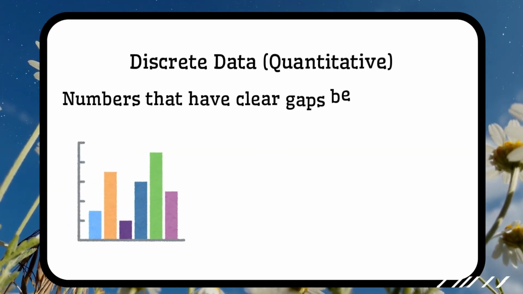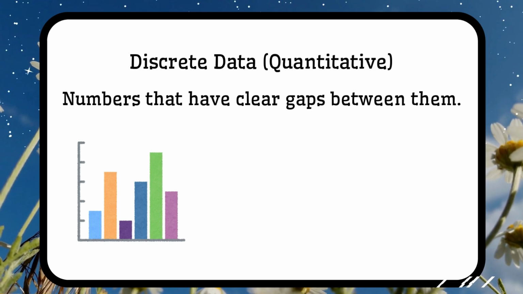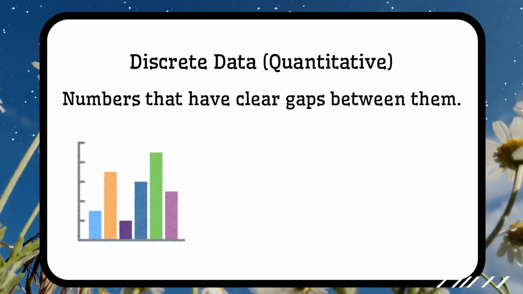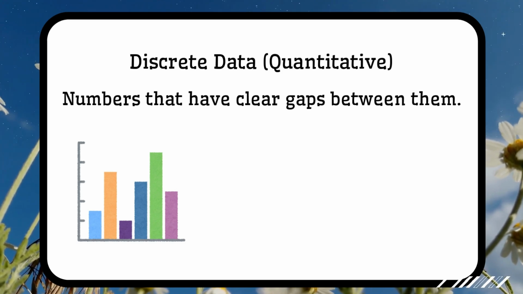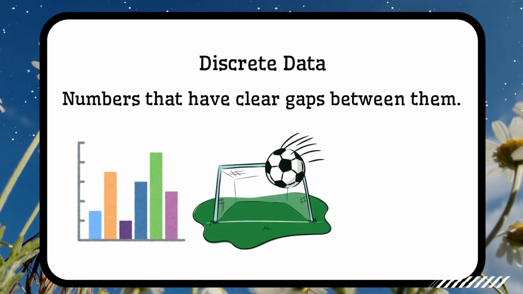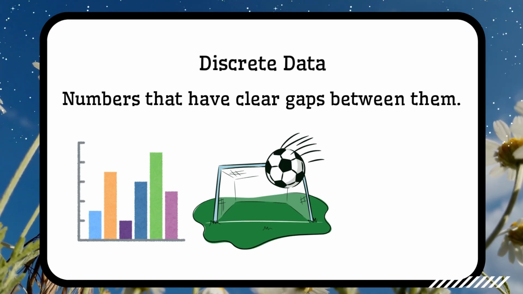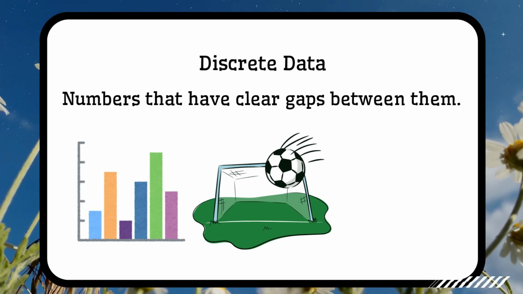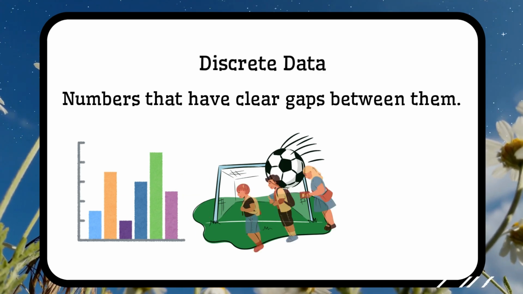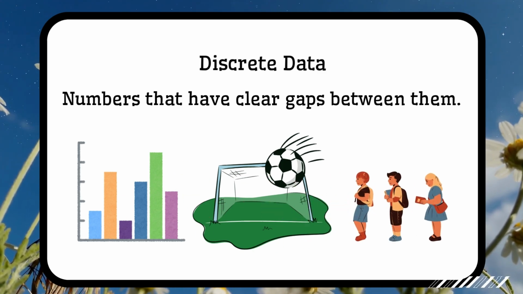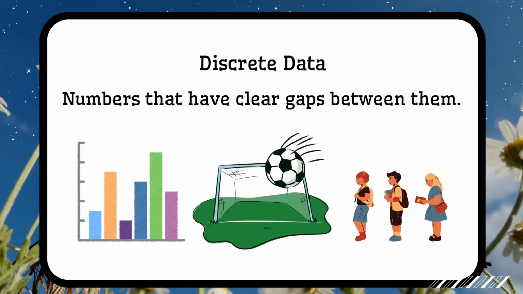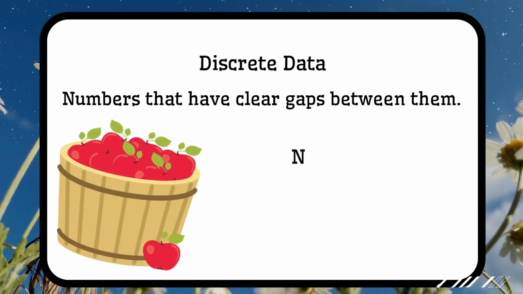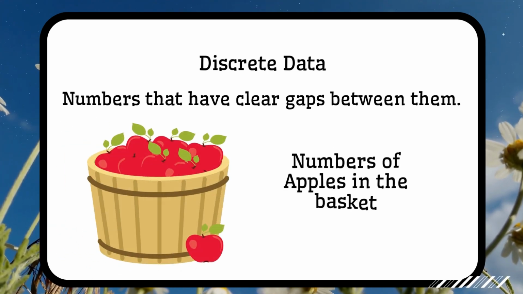Types of quantitative data include discrete data and continuous data. Discrete data are numbers that have clear gaps between them. For example, number of goals scored in a football match. It can be 1, 2, 3, but it cannot be 2.5. Number of people in a queue. It can be 5, 10, 15. It cannot be 10.5 or 15.5. So think of it like counting apples. You can't have 2.3 apples.